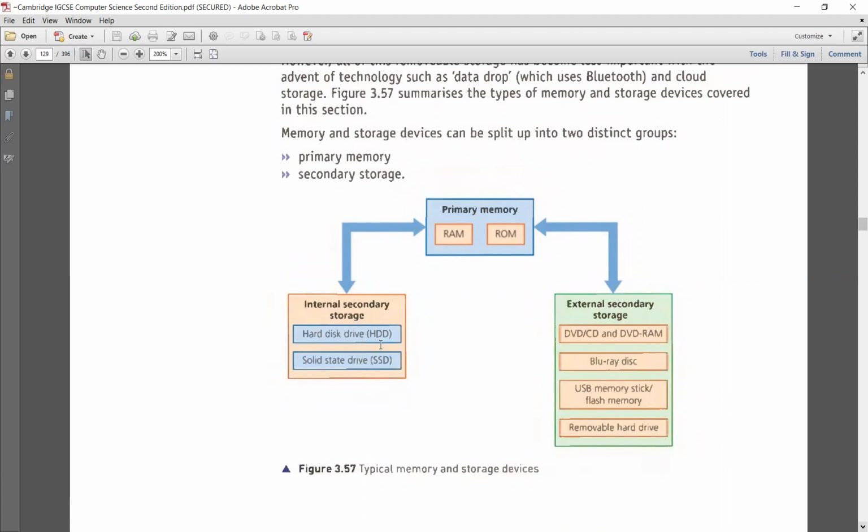HDD, the role of HDD and the role of SSD, and then you need to know the role of DVD, CD, and DVD RAM, then Blu-ray disc, then USB memory stick. And be careful, it's USB memory stick, not USB. You will not score a single mark if you have written USB there. Or you can even write down flash memory and then removable hard drive.